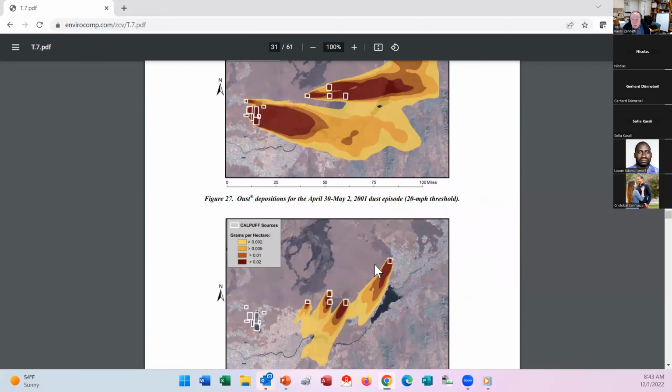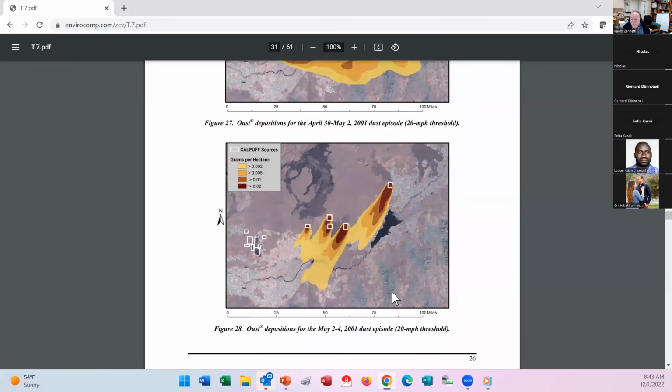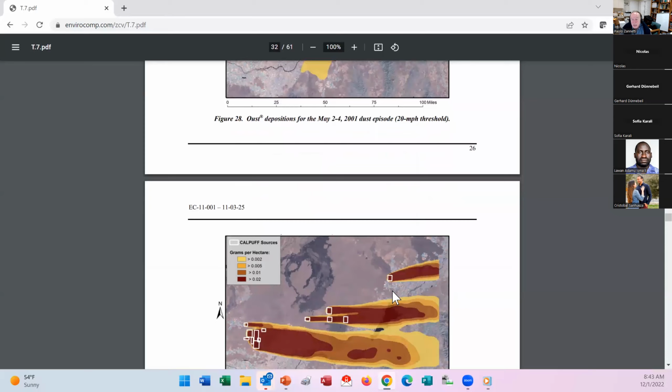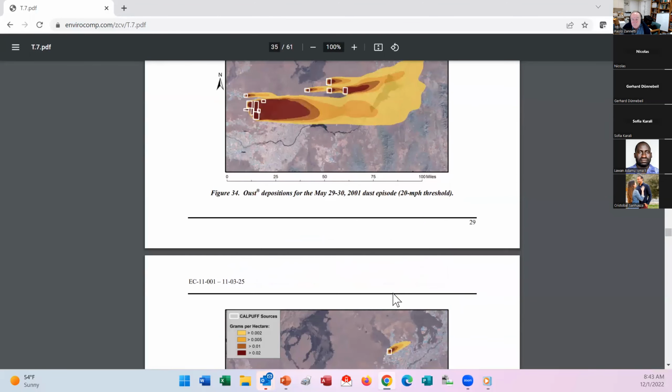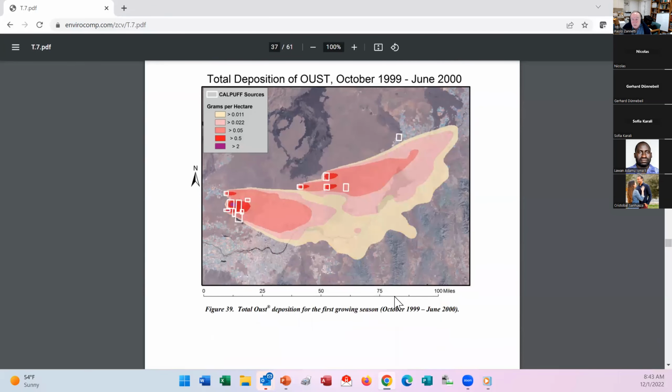Sometimes the wind was not blowing east, but again, at the end, we did the entire cumulative deposition, taking into account all the dust episodes. So the conclusion was, yes, the people who complained about damage to their agricultural production had a point. There was a high probability that they were correct.